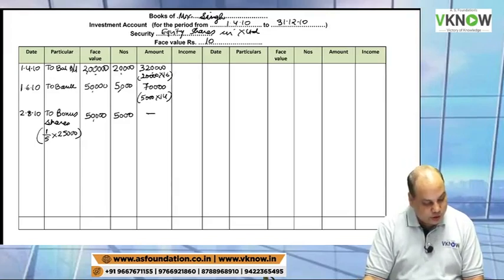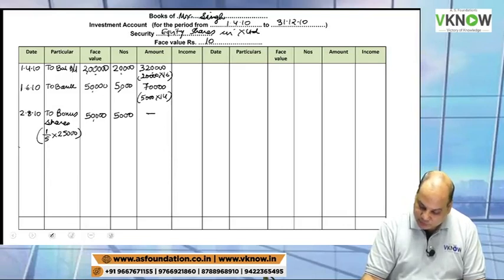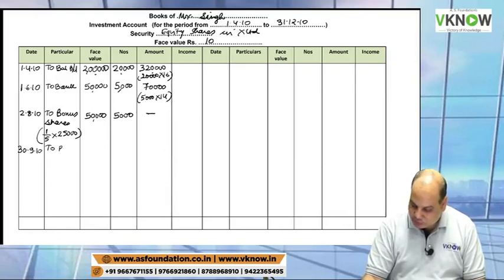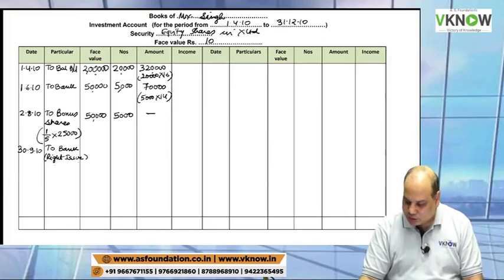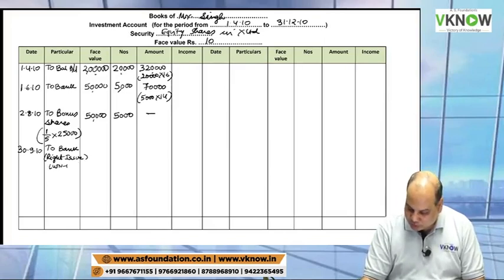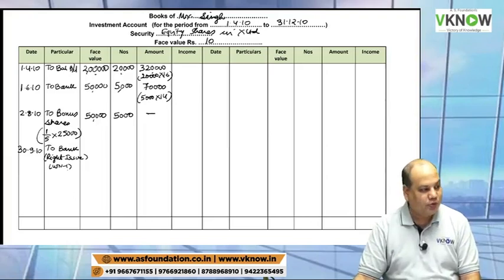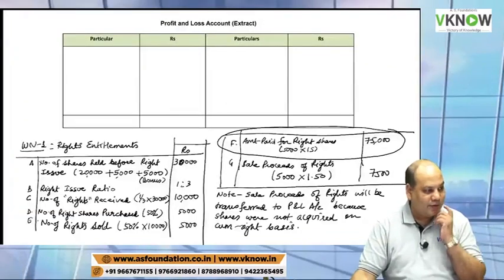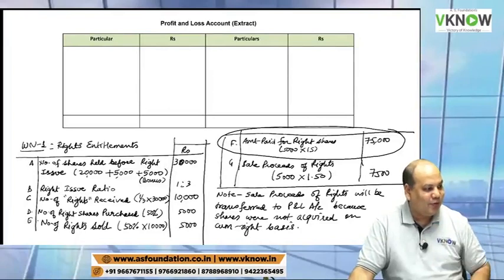Then we'll come to the rights issue. Rights issue payment date is 30th September 10, to bank. Rights issue. For that I have to go to working note 1. So please go to working note 1.